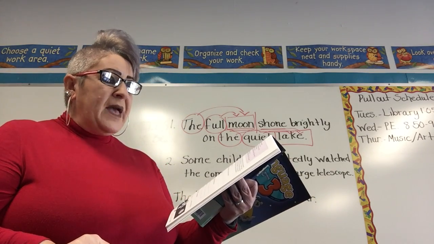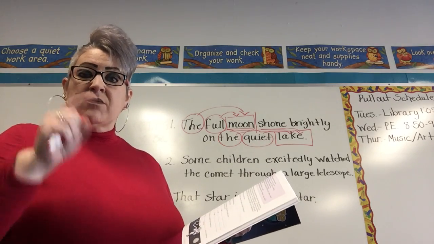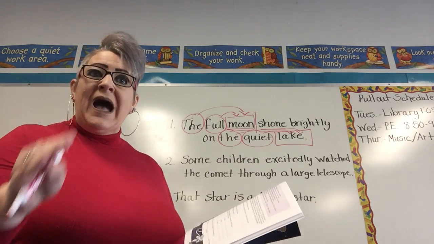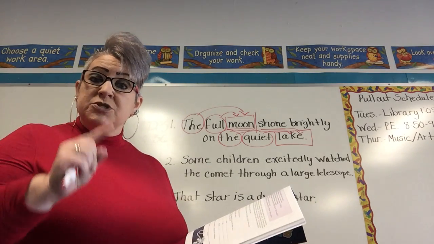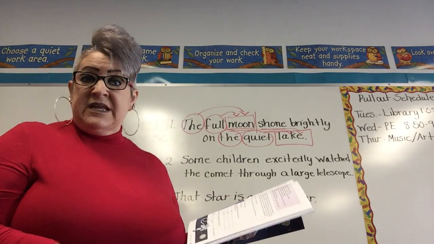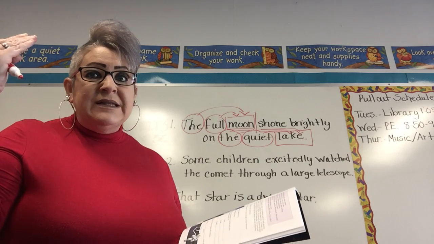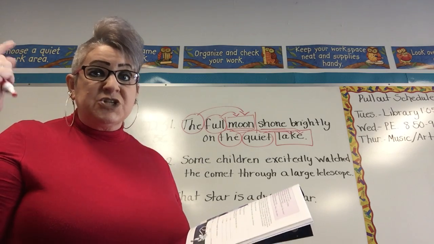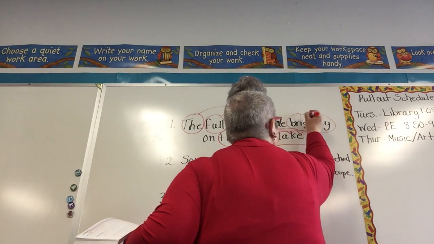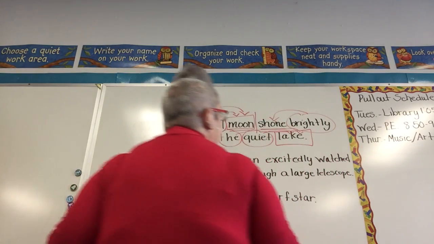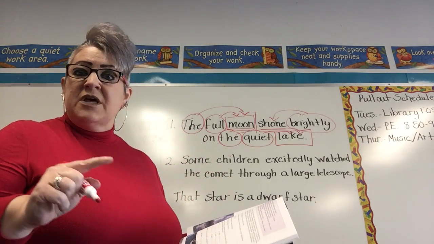Circle each adverb and draw a small arrow from the adverb to the verb it describes. Now remember, an adverb describes the verb. Adjectives describe the nouns, but adverbs describe the verb. Well, what's the verb in this sentence? Shone. So now you have to ask yourself, how did it shine? It shone brightly. So I'm going to circle brightly, and I'm going to draw an arrow backwards from brightly to shone, because that is the adverb that describes the verb shone.